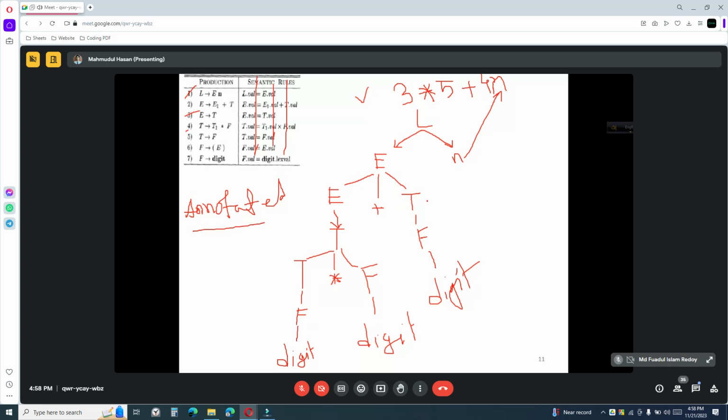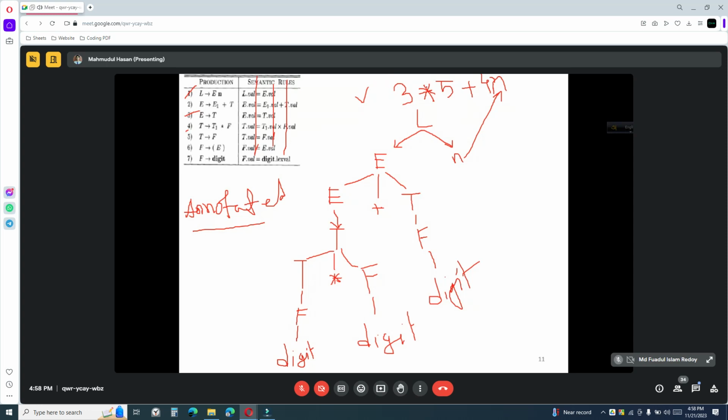So when we assign values to those symbols, that is known as an annotated parse tree. That means now we only use some terminal and non-terminal symbols to draw this parse tree. But when we assign values with those terminals and non-terminals, that time this is known as an annotated parse tree. And how? Okay, no problem. Now I'm trying to discuss how.